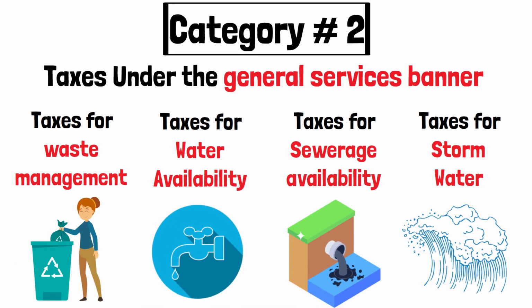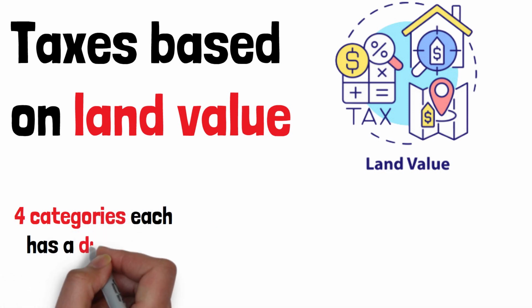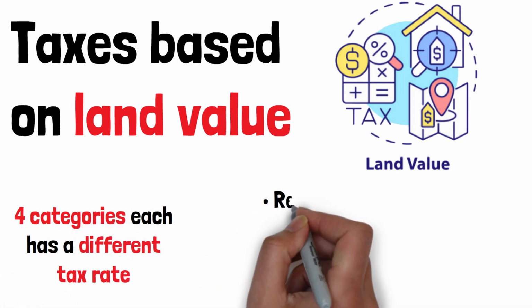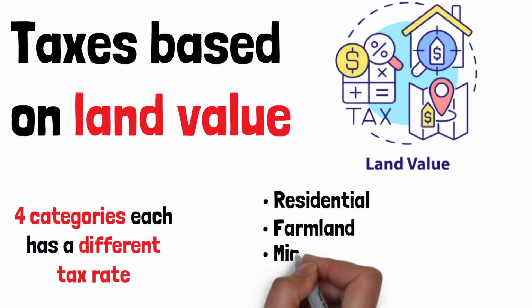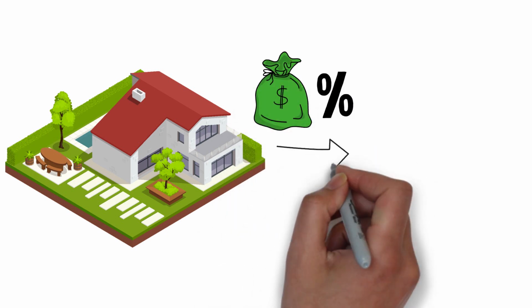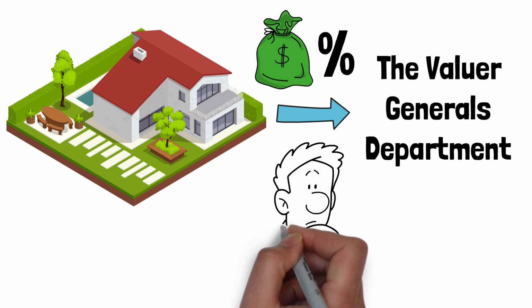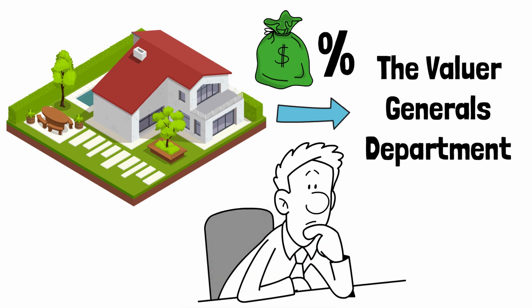Let's take a look at taxes based on land value. There are 4 categories of land and each has a different tax rate. They are residential, farmland, mining and business. The tax rate is calculated as a percentage of the land value set by the Valuer General's Department. This can get very complicated and confusing, so I'll simplify it for you.